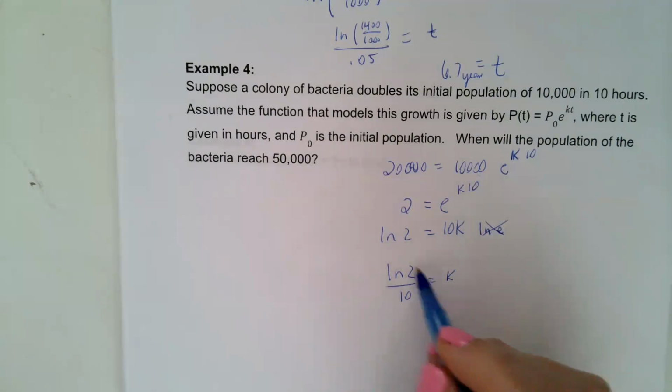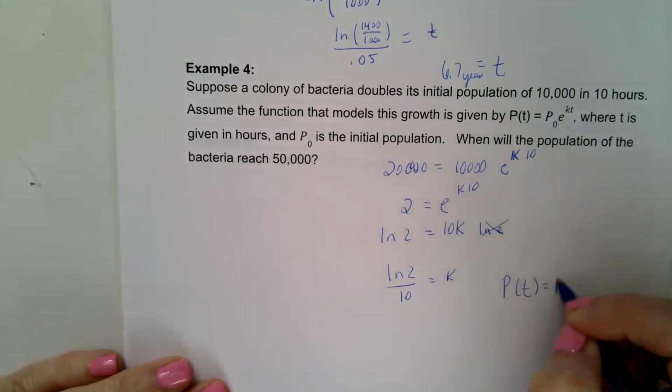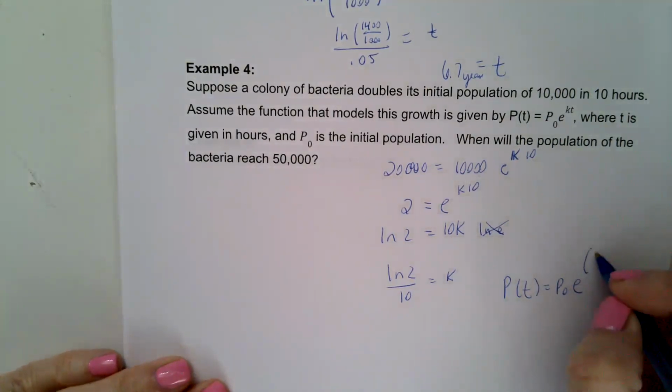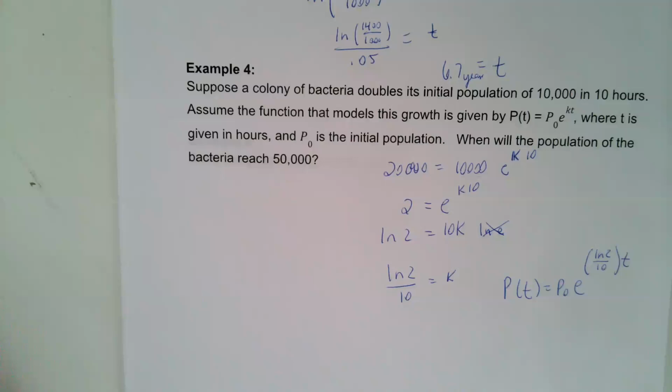And I'm going to leave that raw, so my real function here is P of T equals P0 E to the natural log 2 divided by 10 times T. Because that's what our K equals.